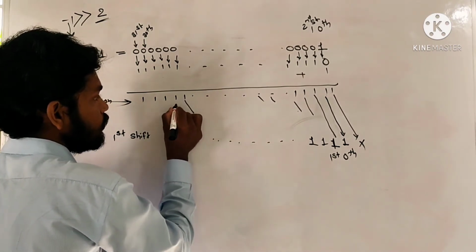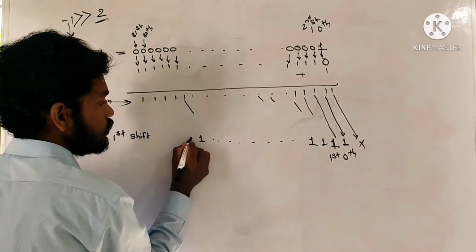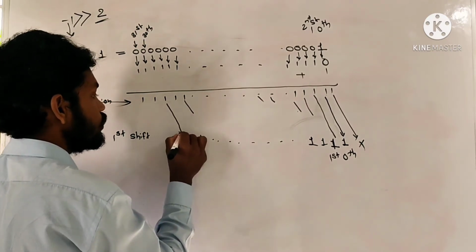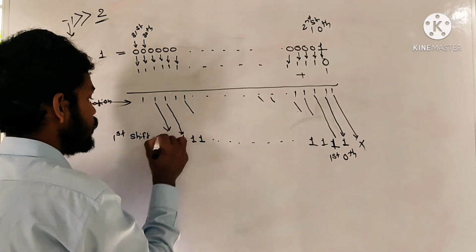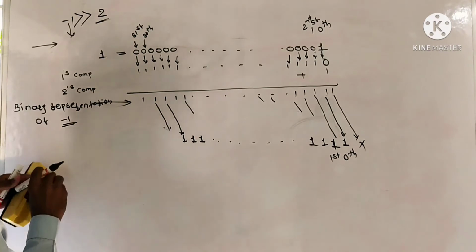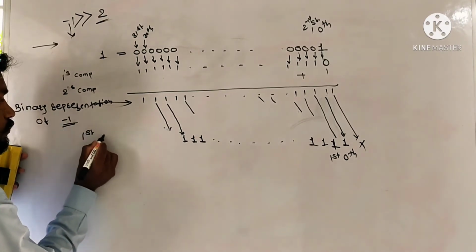This bit again shifts by 1. This bit will come here, this bit will come here, this bit will come here. That is, we will write this first shift here. First shift.